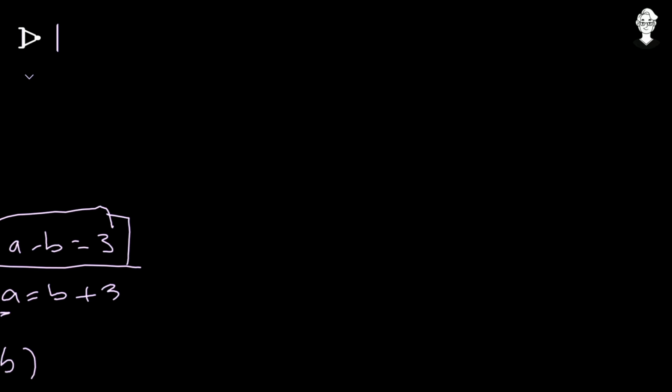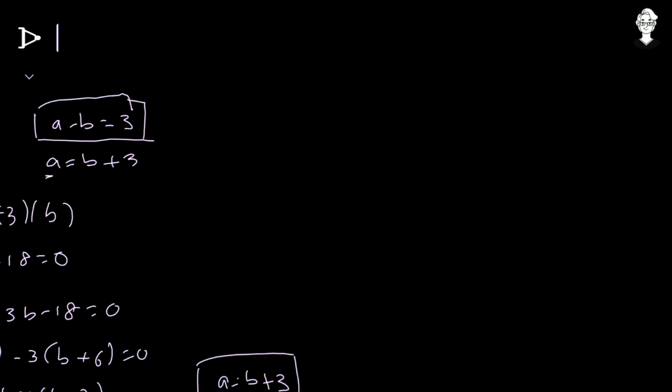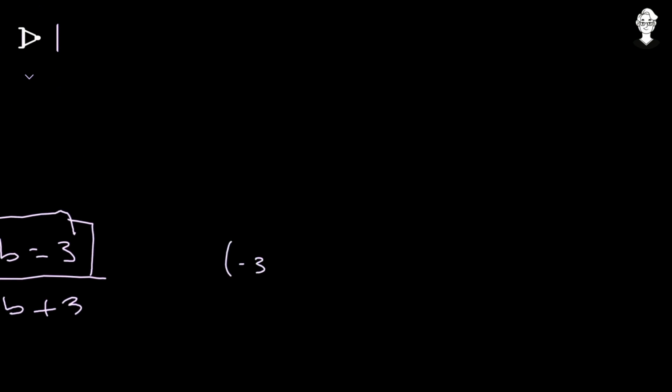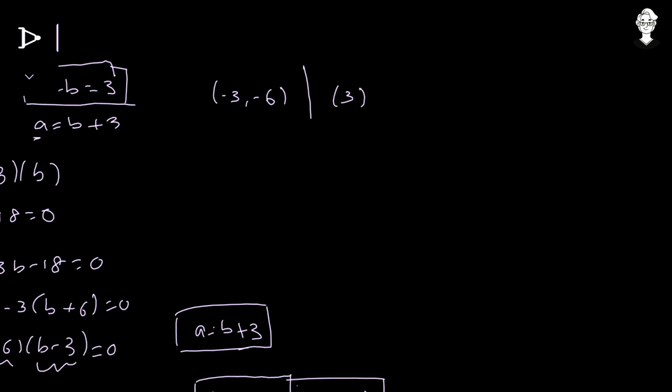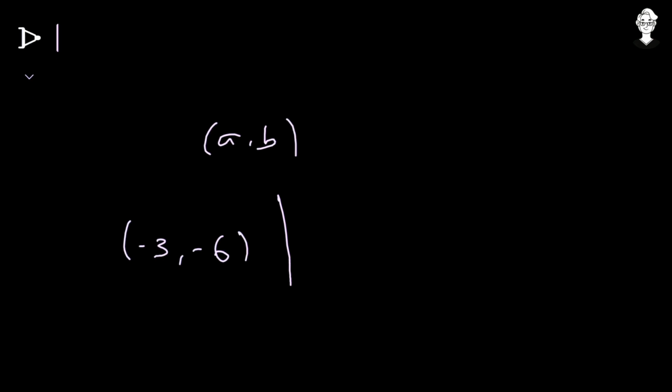The first pair is negative 3 comma negative 6. Writing it over here, negative 3 comma negative 6. And the second pair is 6 comma 3. What we are writing is the pair of solutions in the form of a comma b. So the second pair is 6 comma 3.